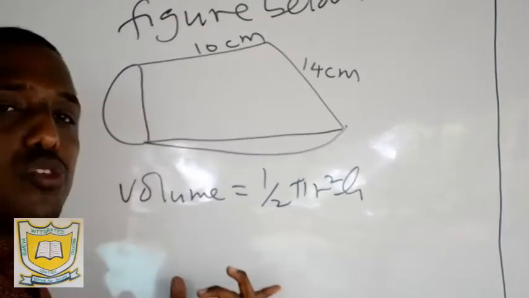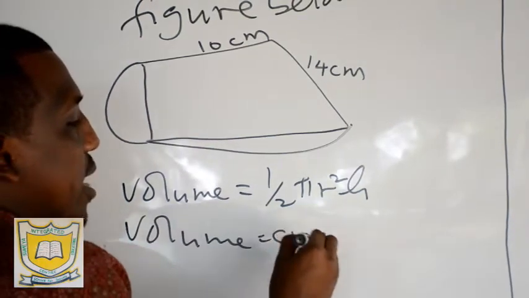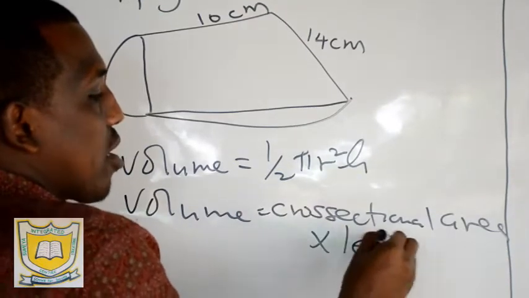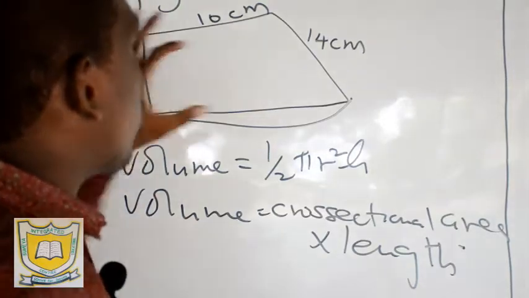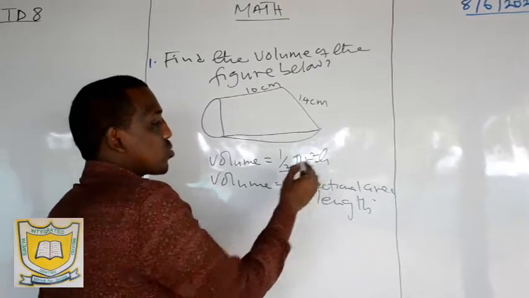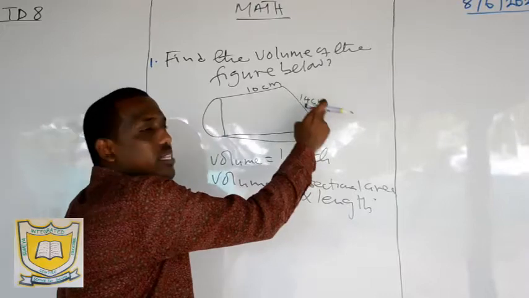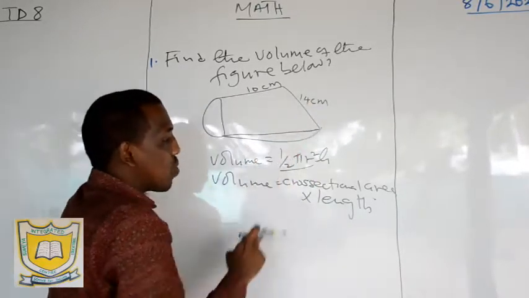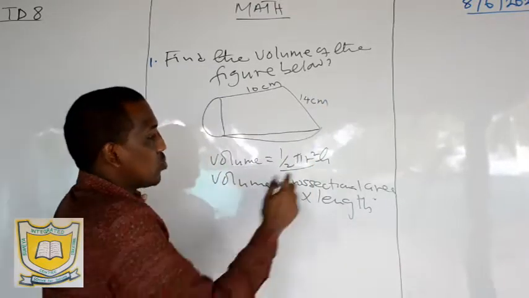Or in short, you can say volume is equal to cross-sectional area times length. You get the area of the semicircle, you multiply it by the length. Only that is the same. So cross-sectional area is half by r squared, the area of the semicircle. Now I said here, this is the length. This length is the same as this side. So here is 14. This will be the diameter now. So cross-sectional area, you get the area of the semicircle times length. Now you can use either of these formulas.